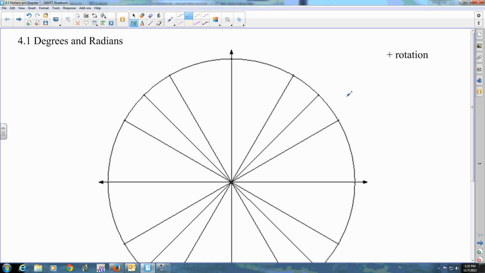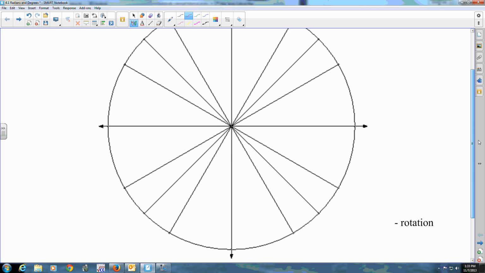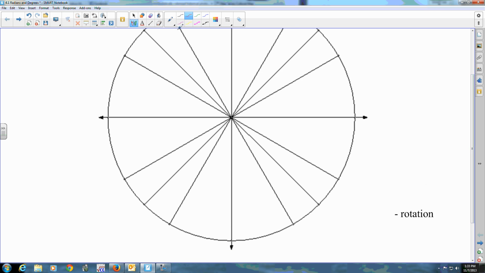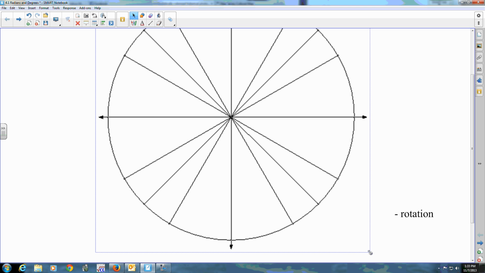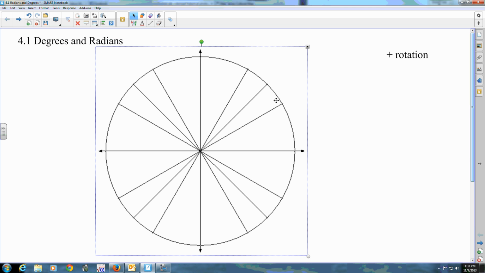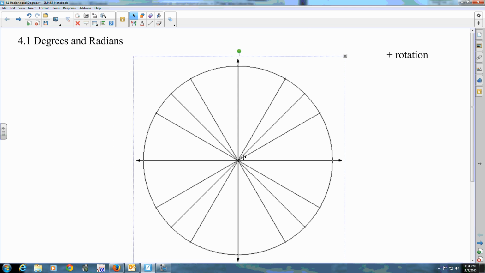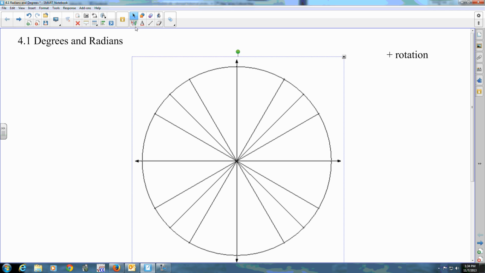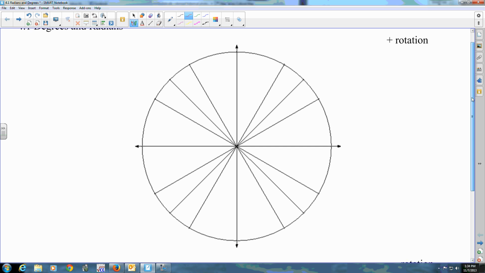Next piece of information I need to go through with you guys is, I don't know if I want to say unfortunately, but I'm going to have you guys memorize this, and you might remember this from last year. Resize it a bit, so I have to move it around a little less. Okay, so here goes. Doing degrees first.